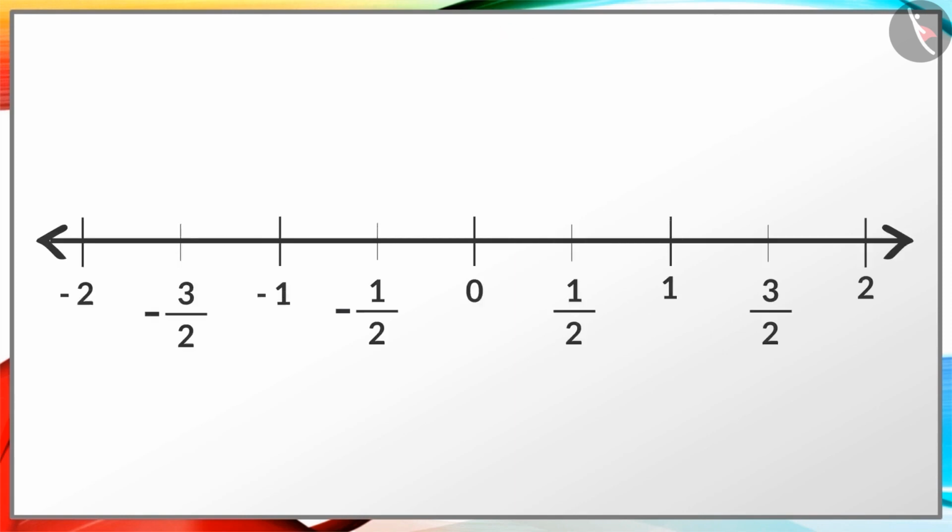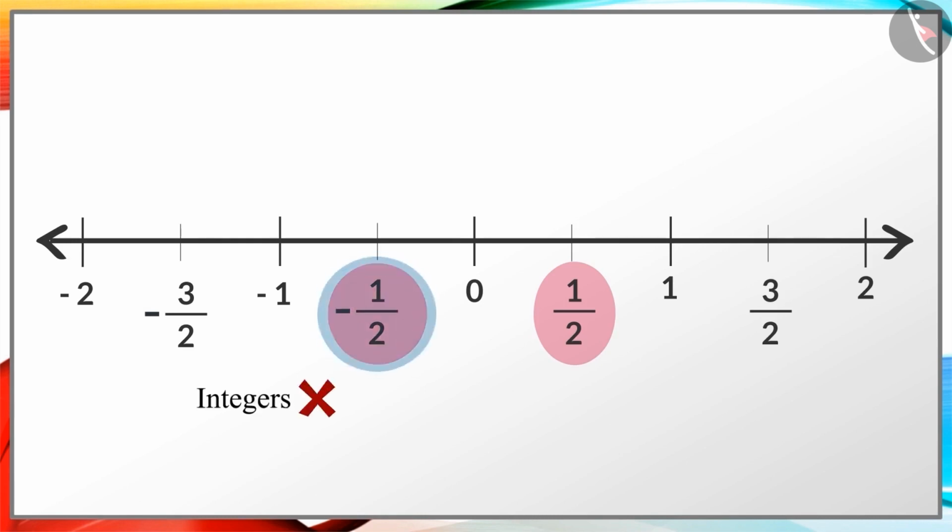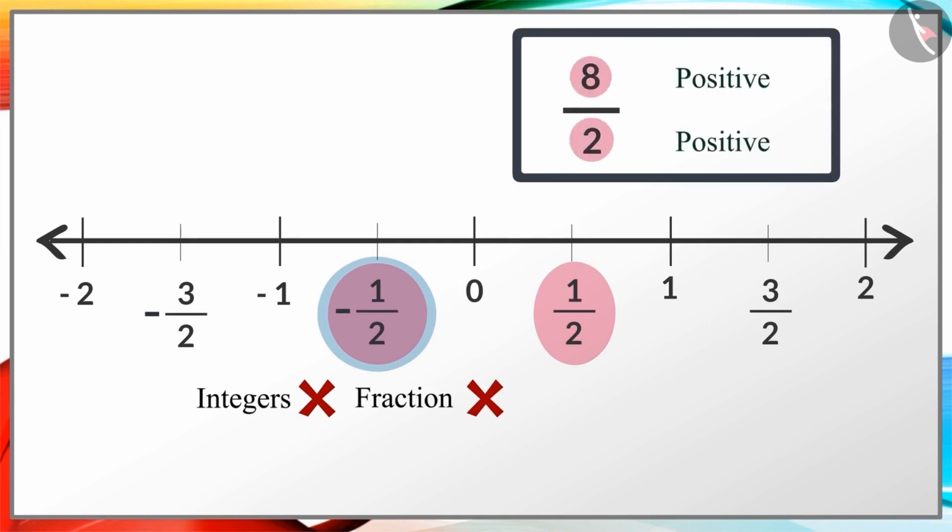Now look at this number line. If we go half a step right from 0, we get 1 by 2. But when we go to the left from 0, we get negative numbers. For example, going half a step left, we will get minus 1 by 2. You can see here that it is neither an integer nor a fraction, because the numerator and denominator must be positive to be a fraction.